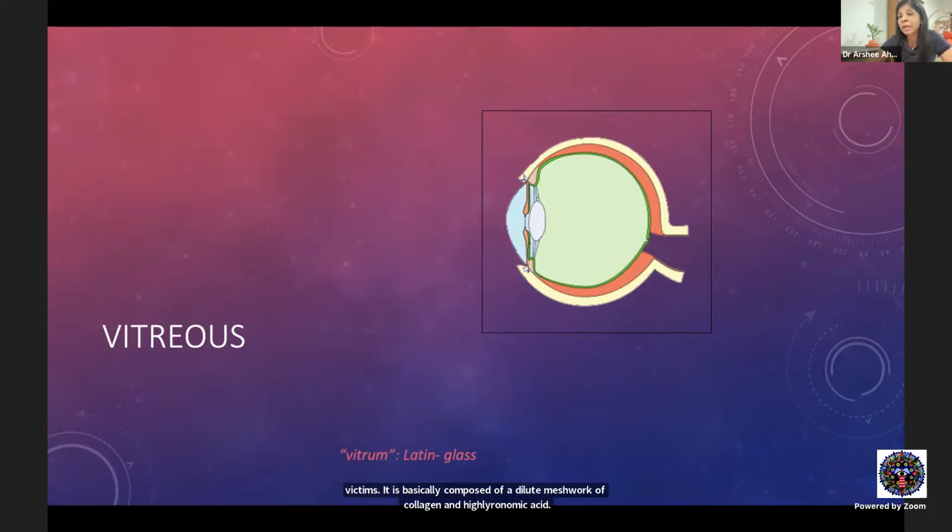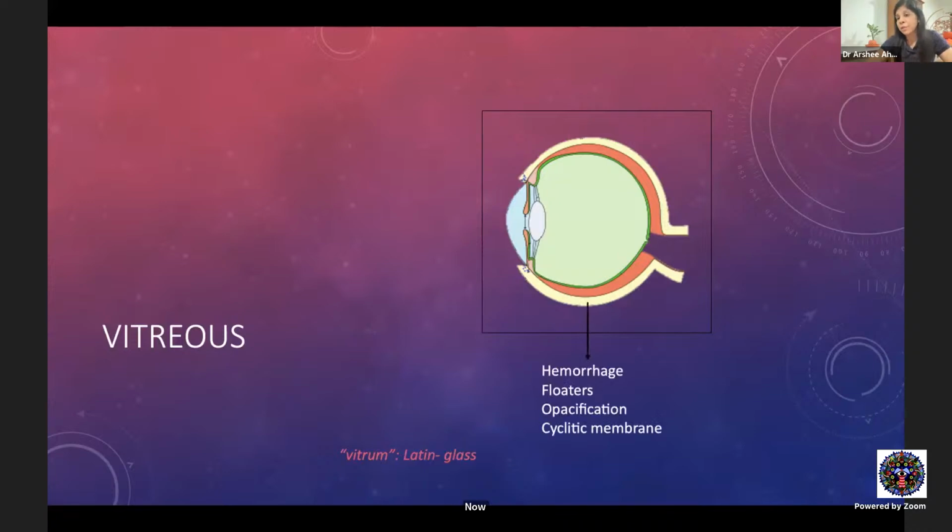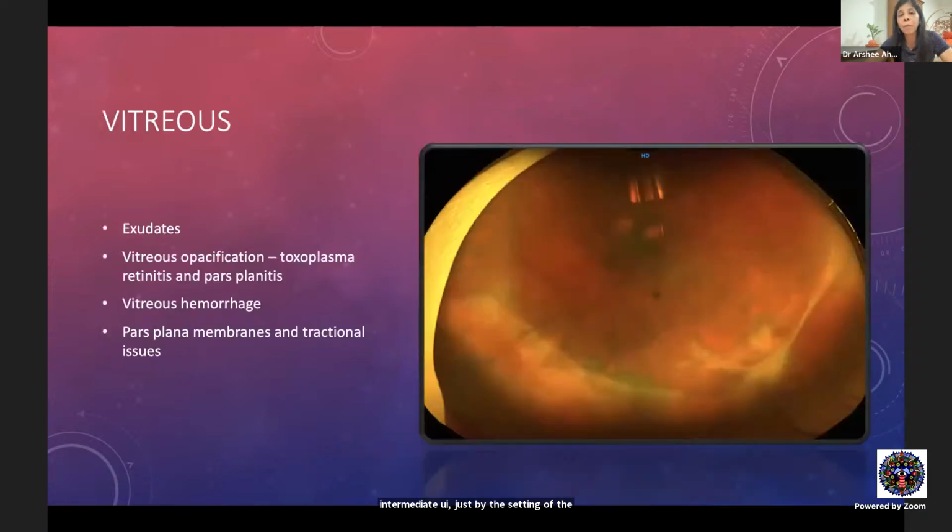Now, the vitreous is primarily involved in patients with intermediate uveitis, where the setting of the inflammation is in that particular part of the eye. So what are the complications you can come across? You can see multiple exudates, that is basically condensation of the inflammatory material. The vitreous can, over a period of time, start opacifying, especially in patients with pars planitis. Even in toxoplasma retinitis, you may see an opacified vitreous. Vitreous hemorrhage can definitely happen if there is any kind of proliferative retinal stimuli going on.